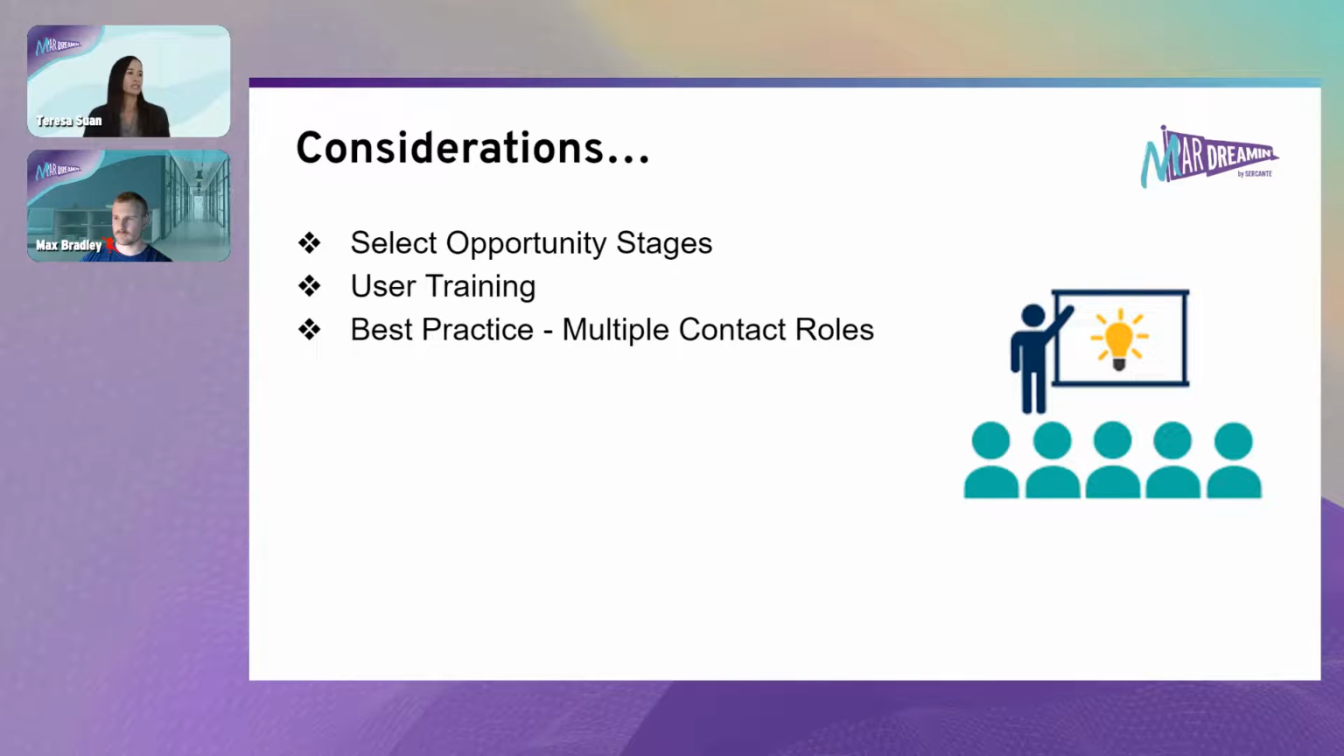And then finally, best practice is to use multiple contact roles. This process in particular requires a user to enter one contact role. Of course, we want people to enter as many contact roles as they possibly can. Anyone that's an interactive marketing touch point is what we're looking for. But this particular process is limited to checking for one contact role. So that's just something to keep in mind.